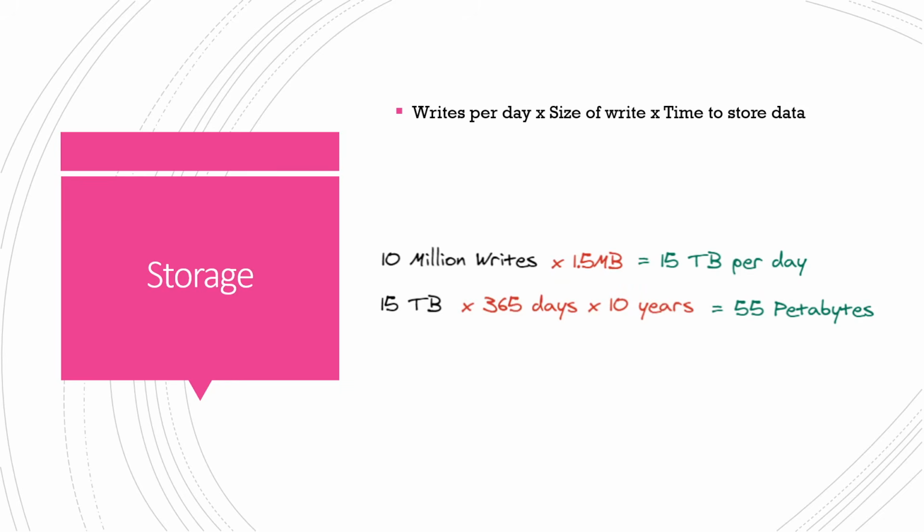And finally, we have our storage estimates. For this, we're going to take the number of writes we get per day times the size of those writes and times the amount of time we want to store the data. So we get 10 million writes per day, average, like it was before, 1.5 megabytes for the photo and the other information, which comes out to 15 terabytes per day. We take that, there's 365 days in a year, and you're going to want to hold stuff for a long time, 10 years, maybe longer if you're an established company. So you can estimate that long-term storage is going to be around 55 petabytes.